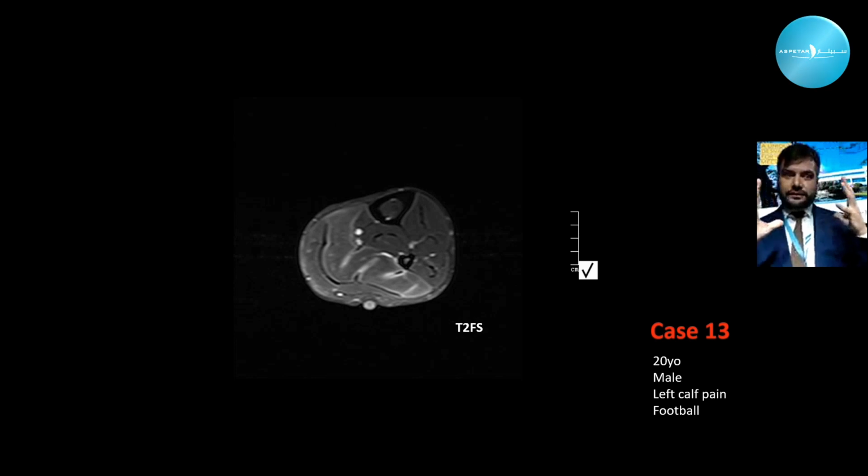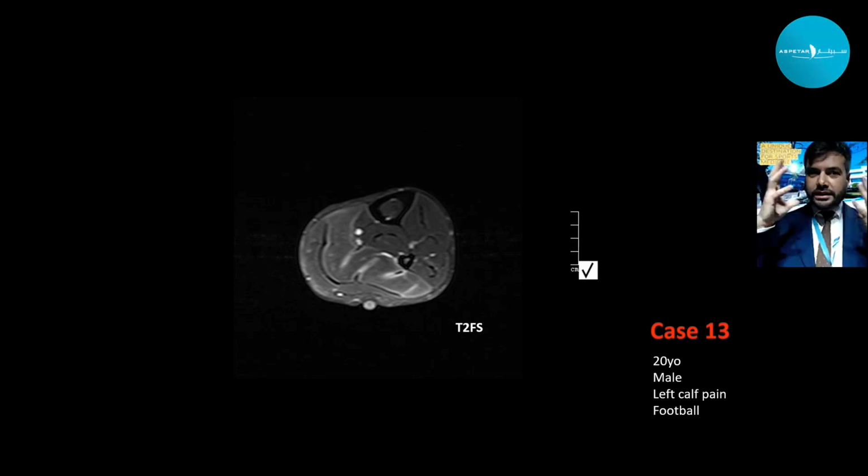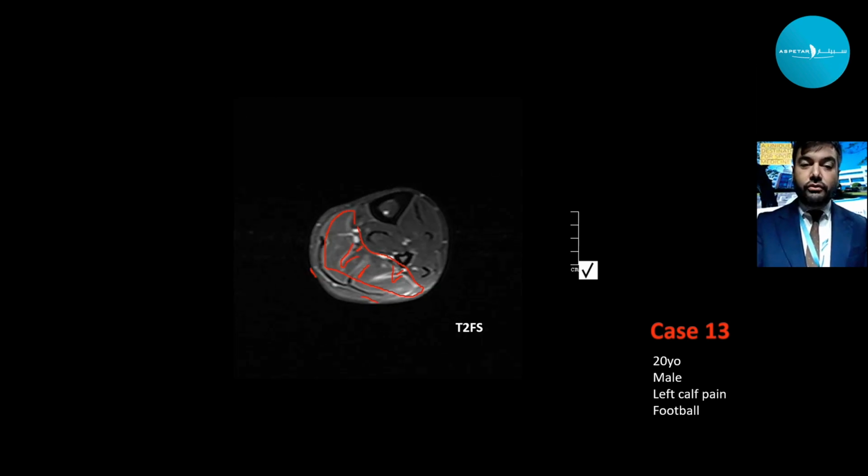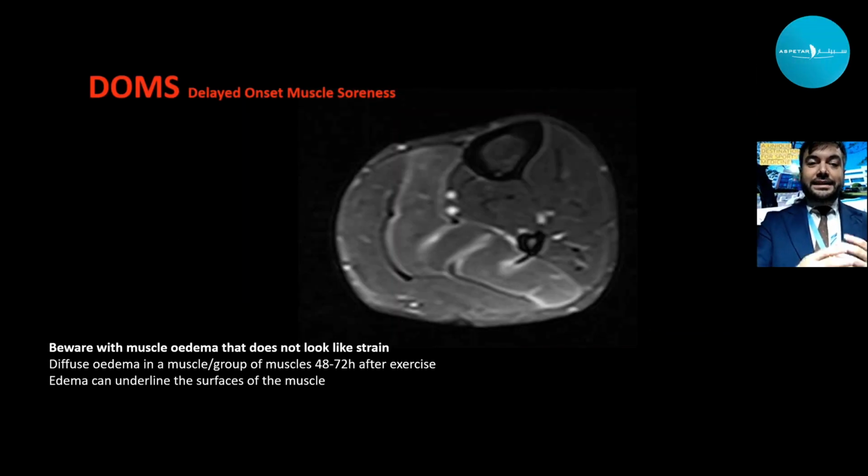And more or less, if we could follow the talk a little bit, now we can see that this is the soleus muscle, okay? And this is the gastrocnemius, medial and lateral. This is the medial aponeurosis, lateral aponeurosis, central tendon. And we can see some muscle edema. We could say, oh, there is a strain affecting all the myotendinous junctions. However, this is a delayed onset muscle soreness.